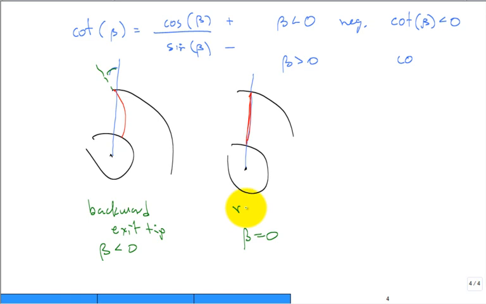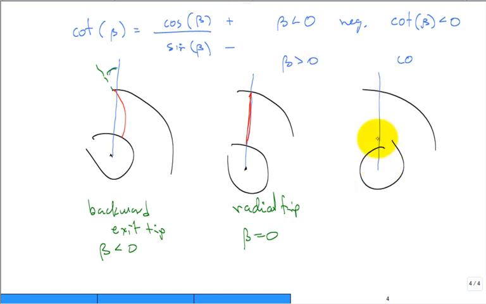It's a radial tip. Now, you don't have to have it radial the whole way out, but the easiest radial tip is if it's radial on inlet and radial on outlet. It's just a straight blade. And then the other one is like this, and let's draw the line straight out. And you could actually have it like that, and it goes like this. And now beta is positive, and this is forward tipped.